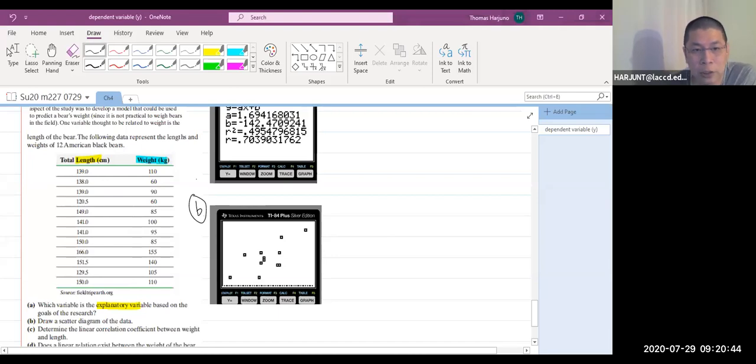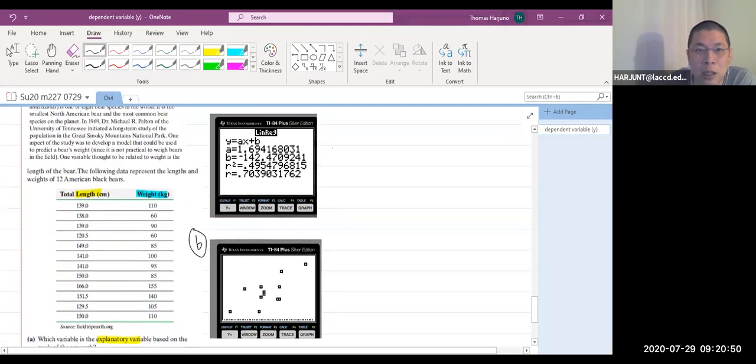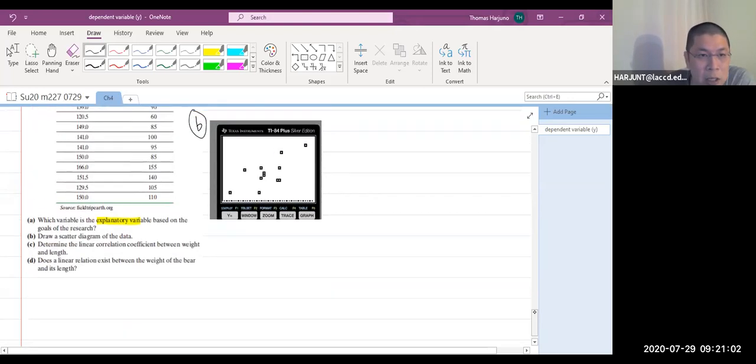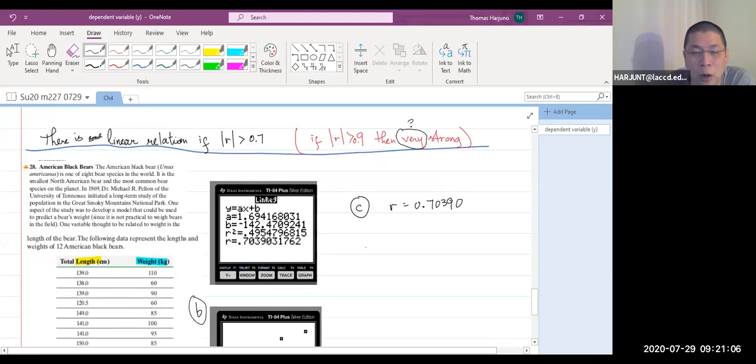Determine the linear correlation coefficient between weight and length. So part C. The R equals 0.70390, and then part D, does a linear relationship exist? With part D, the absolute value of R is greater than 0.7, then the answer is yes.